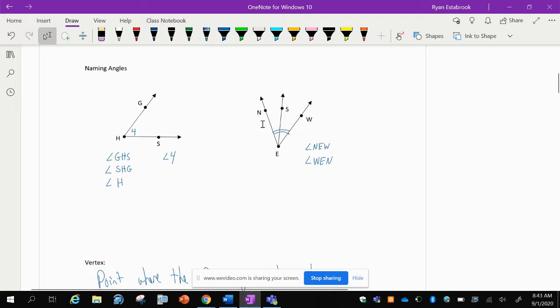As I come over here to the right, I want to talk about this angle that has the double marks on it, this entire angle. So I could call it angle NEW. I could call it angle WEN. But I could not call it angle E right now because it's not specific enough. In fact, there's 3 different angles that all have E as its vertex, so using just one letter in this case would not be specific enough. Likewise, because there's smaller angles inside of the one we're talking about, I don't want to use a number to name that angle.